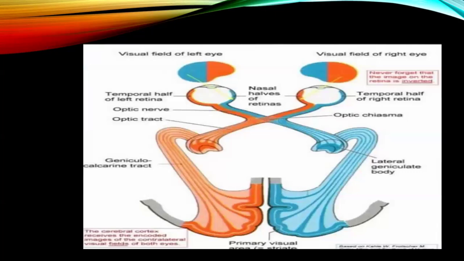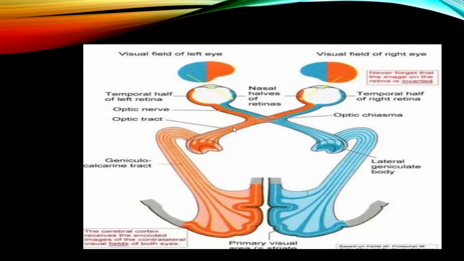So coming to the visual pathway. As we know, there is a visual field. There is a temporal visual field and there is a nasal visual field. The nasal field is directed towards the temporal half of the retina, and the temporal visual field is directed towards the nasal half of the retina. They fall on the optic nerve head or the retina, through which they go to the optic nerve, from which they decussate in the optic chiasm. Decussation mainly happens with the nasal half of the retinal fibers.